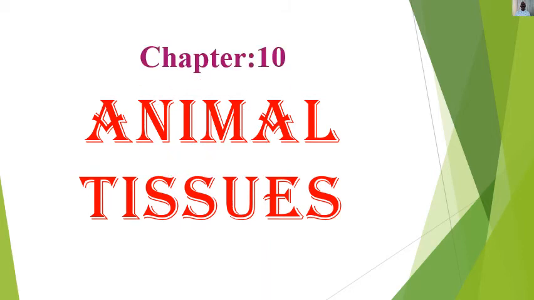Then comes chapter number 10, and again it is a basic histology chapter, titled Animal Tissues. In animal tissues, we are going to understand the meaning and definition of histology, and then we'll see the basic tissue systems in animals like the epithelial tissue system, connective tissue system, muscular tissue system, and towards the end, the nervous tissue system.